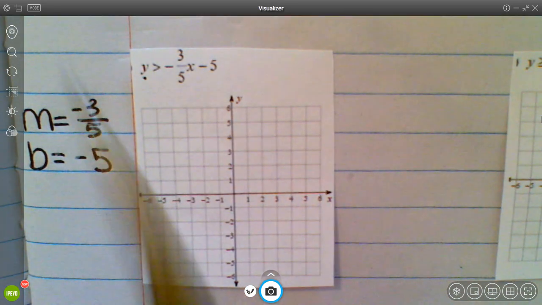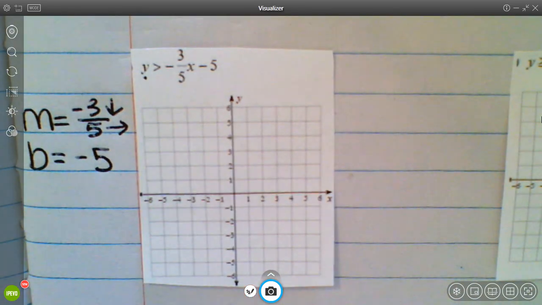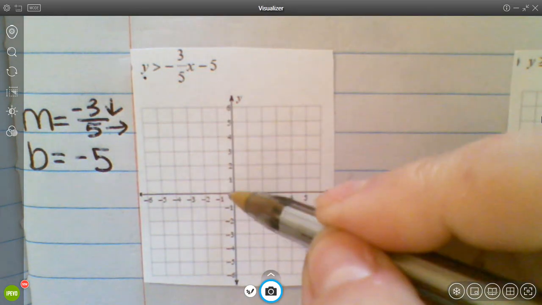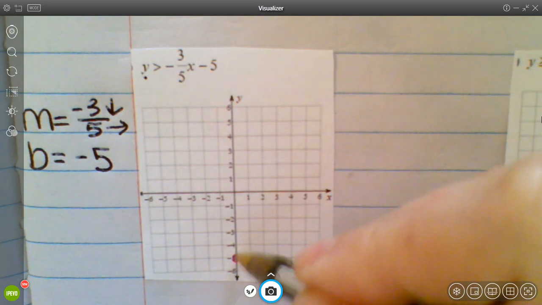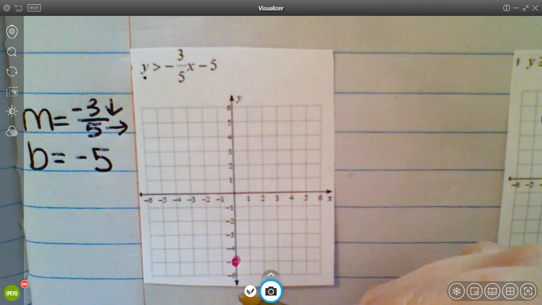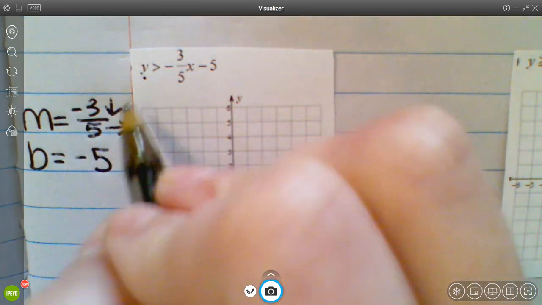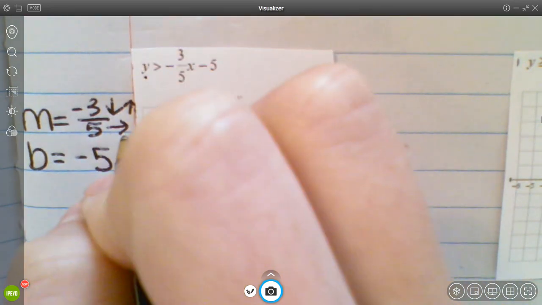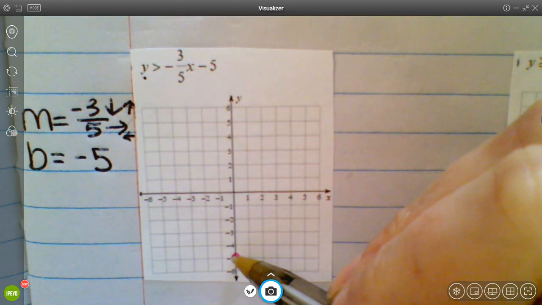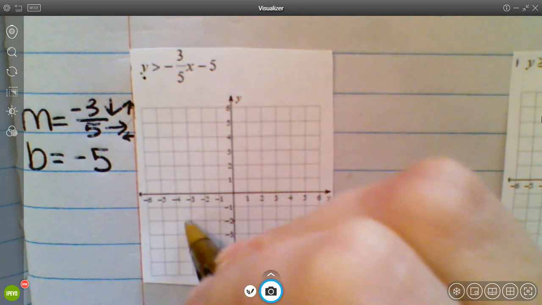Okay, so -3 means I go down and 5 means I go to the right. So I'm going to go to -5 on the y-axis. So I'm going to go down to -5. Oh, shoot. I can't go 3 down. So now I have to think. Well, instead of down 3, I can also go up and left 5. So now from here, I'm going to go up 3. 1, 2, 3, and left 5. 1, 2, 3, 4, 5.